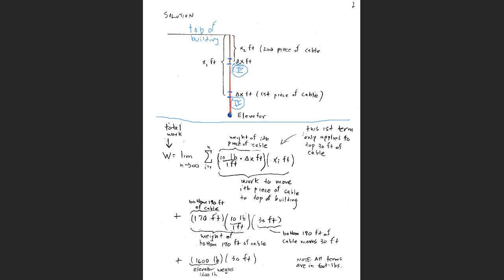So the first piece of cable here is x2 feet from the top of the building. The second piece of cable here, Roman numeral 2, is x1 feet from the top of the building.